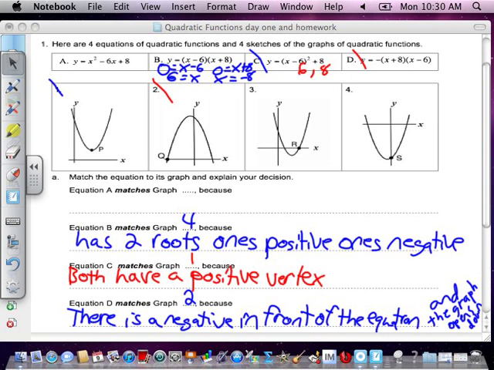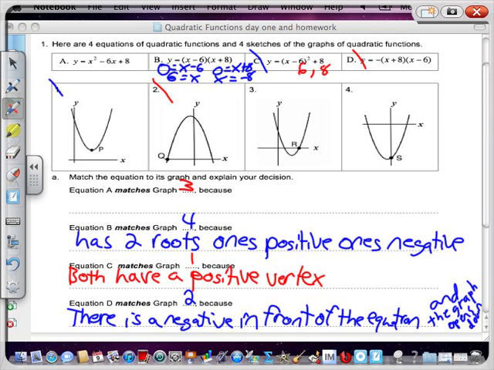So we know A is going to have to go with 3. But let's talk about why. We don't want to just say it's because of process of elimination. So what do we do when something's in standard form? How would we figure out what the roots were? Yes, Aaron? Set it equal to 0.